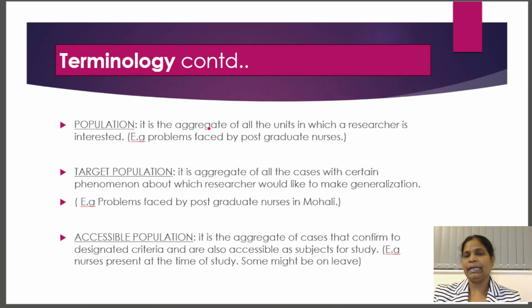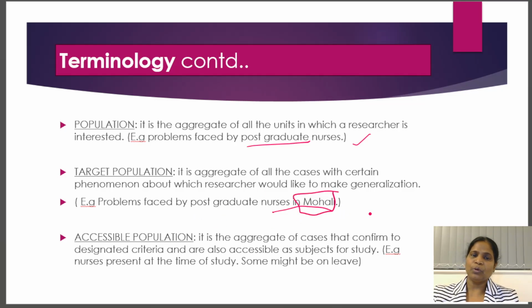Anyway, we will define it, and I have already just explained. Population is an aggregate of all the units in which the researcher is interested, for example, problems faced by postgraduate nurses. Target population is an aggregate of all the cases with certain phenomena about which the researcher would like to make generalization. So the researcher would like to generalize his findings on the postgraduate nurses who are facing some problems. Here in the target population, a setting is especially included, like postgraduate nurses in Mohali.